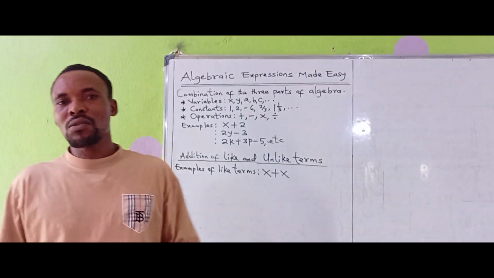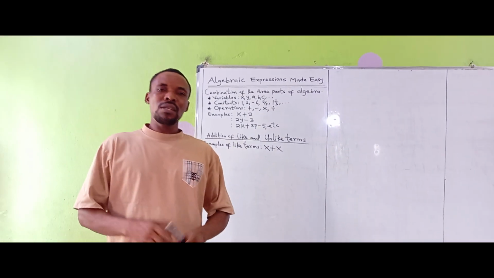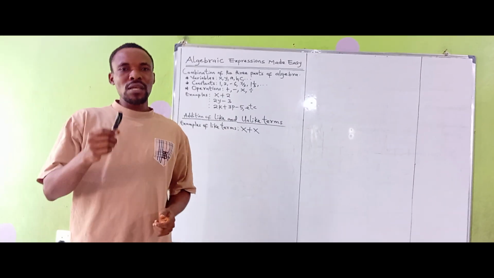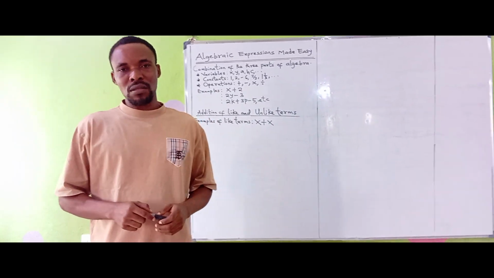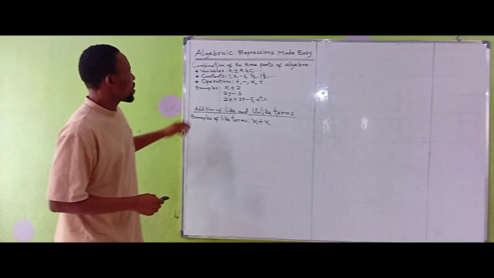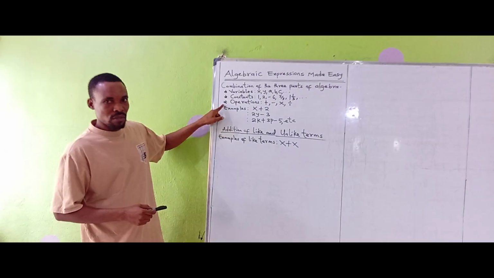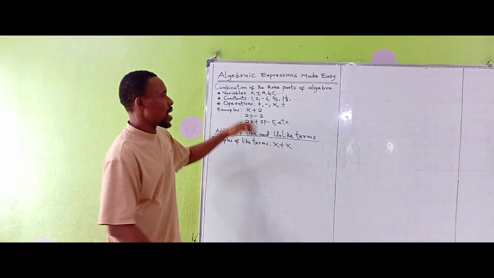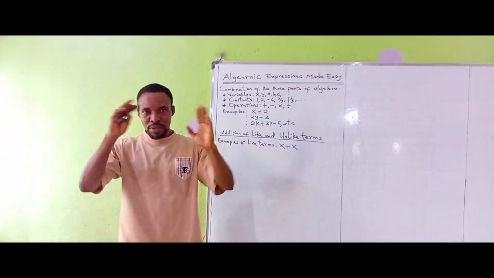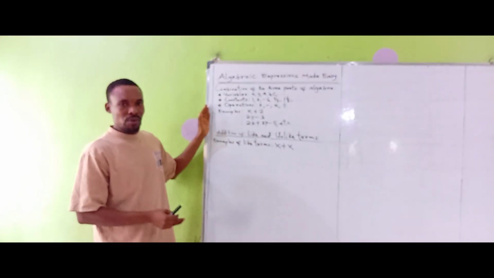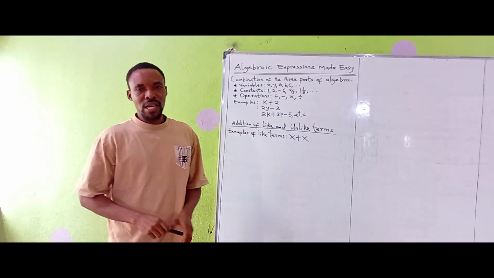To start with, what is an algebraic expression? An algebraic expression is a combination of the three key components of algebra. Remember last time I told you that algebra has three main components, which are the variables, the constants, and the operations. If you watch my previous video, you will see where I explain this in detail. An algebraic expression is a combination of these three key components of algebra. So we'll be looking at some of the examples.